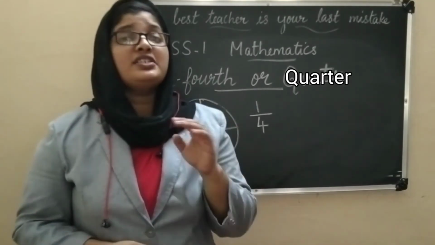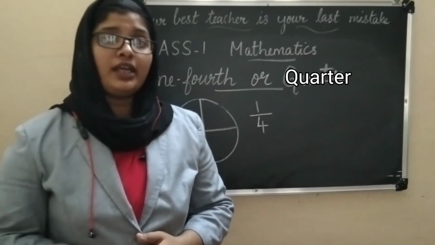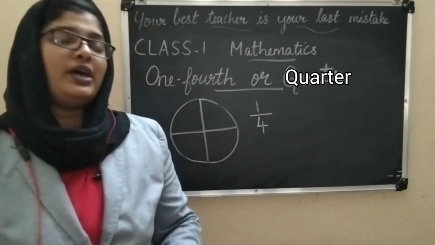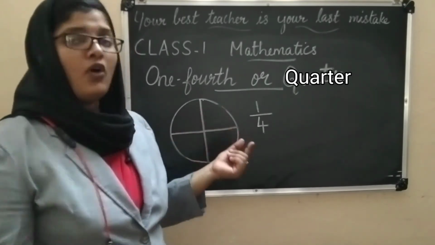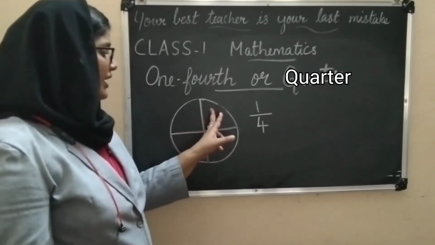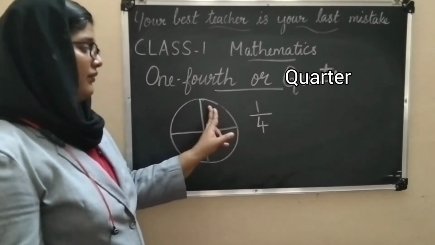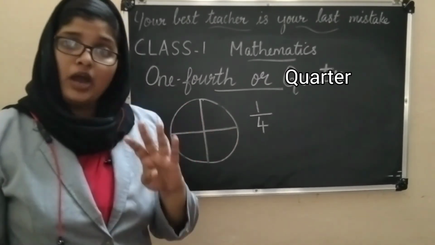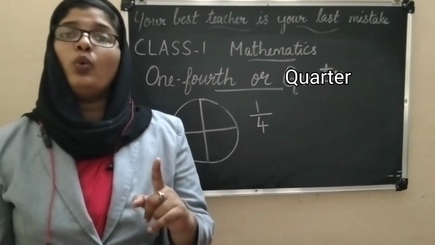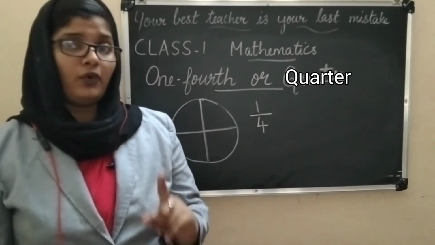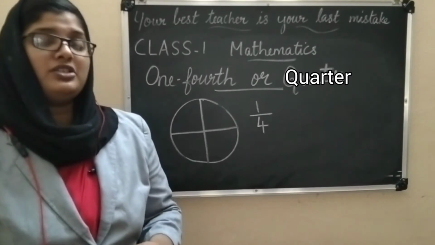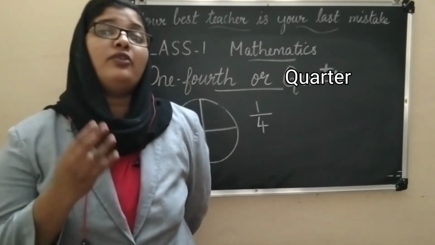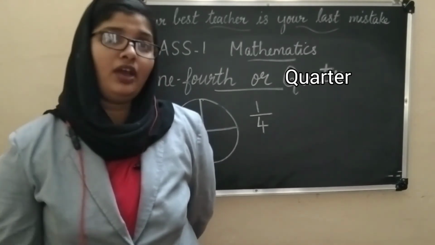Then this 1/4 or a quarter means 1 out of 4 equal parts. So if you are taking this part, total how many parts are there? 4. Out of that 4, we are taking 1. So that is 1/4 or a quarter. So 1/4 or a quarter means 1 out of 4 equal parts of a whole.